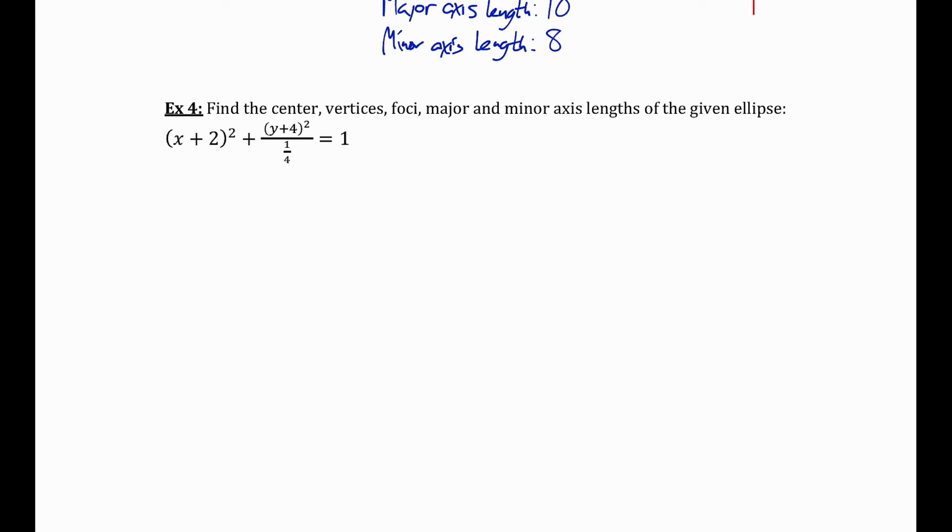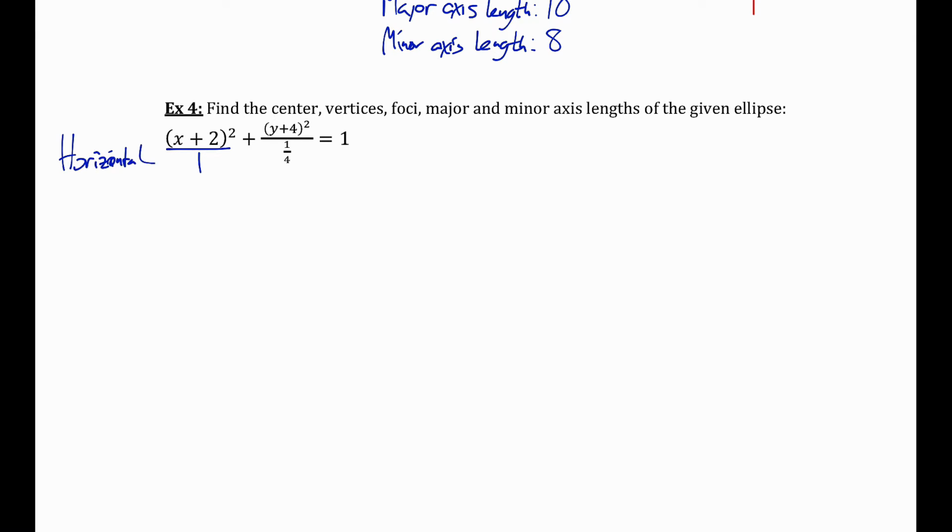The first part doesn't have a denominator. It's not set up as a fraction. Well, we can set it up as a fraction pretty easily just by putting it over 1. The second part's denominator is 1/4, which is kind of annoying. But now that we have them both as fractions, we've got (x plus 2) squared over 1, and then the other one's (y plus 4) squared over 1/4. It is a horizontal ellipse because the x group has the larger denominator.